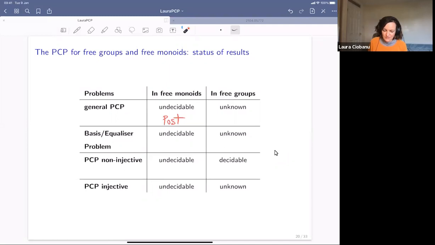And what I just said is if your maps are not injective, none of them is, then it's decidable, as we just saw. But it stays undecidable for monoids. And when one or both maps are injective, this is undecidable in free monoids, and we don't know what happens in free groups. So everything is undecidable here, this is sort of trivially decidable in free groups, and everything else is unknown and open.